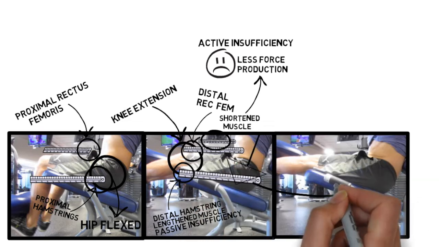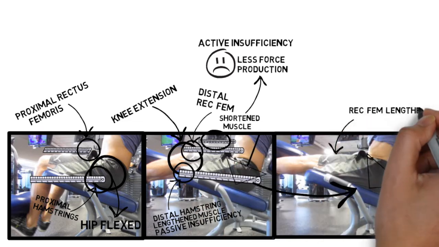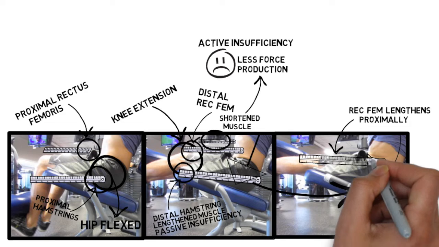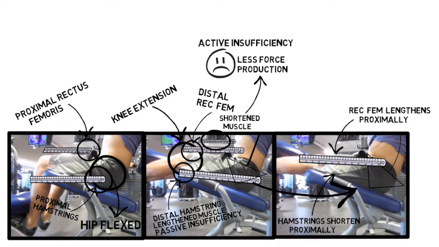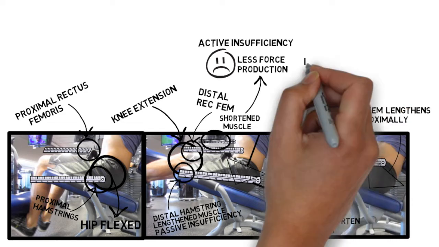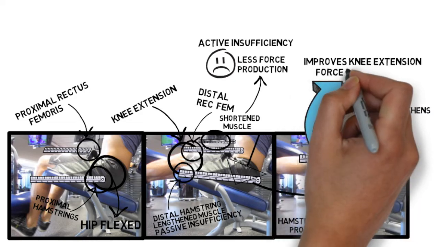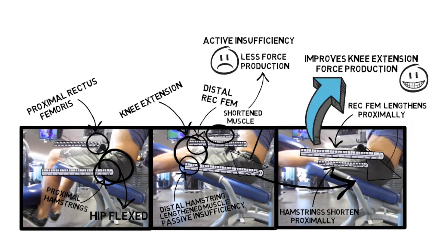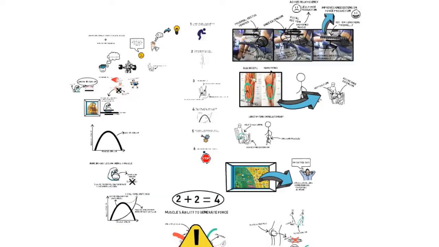When the pelvis posteriorly tilts, the rectus femoris lengthens, and the hamstrings shorten, which reduces insufficiency of both muscle groups, and therefore improves knee extension force production. It is now time to put these ideas to the test. Let's head to the gym.